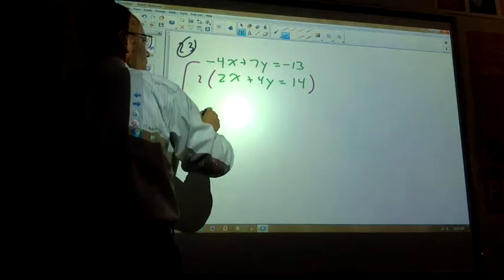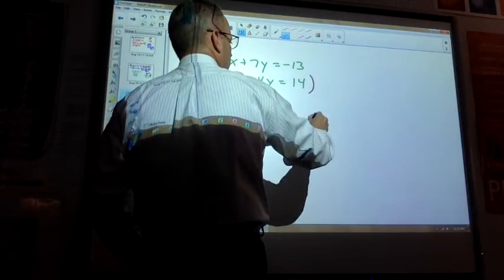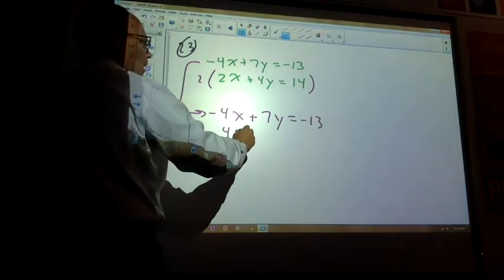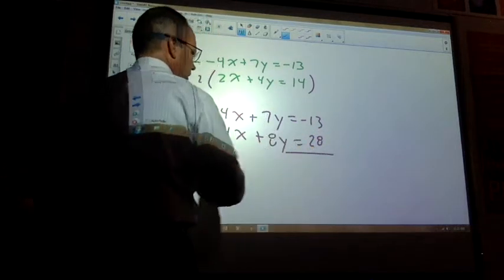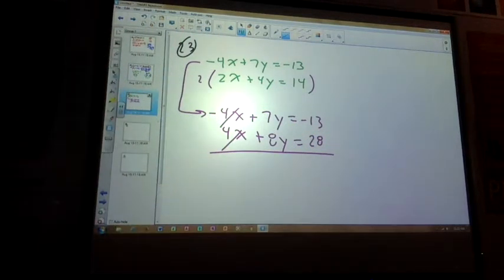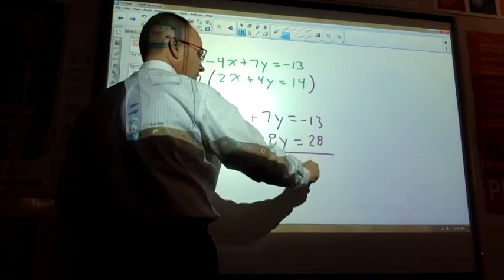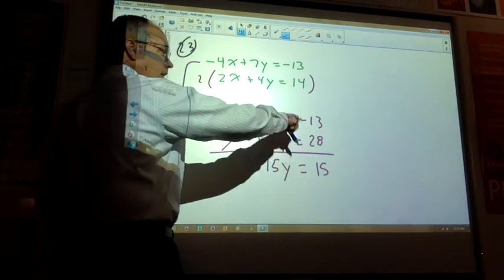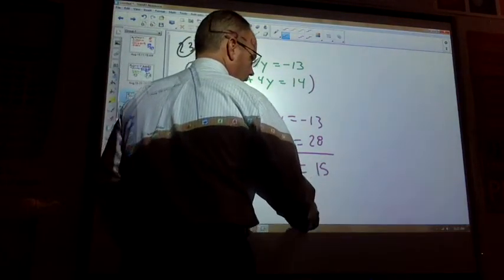So this top one comes down, it's just this. Nothing changes on this one right now. And on this one, I'm going to get 4x plus 8y is equal to 28. Cancel those, right? It gives me 15y equals 15. Negative 13 added to 28 is 15. Divide each side by 15, so I get y equals 1.